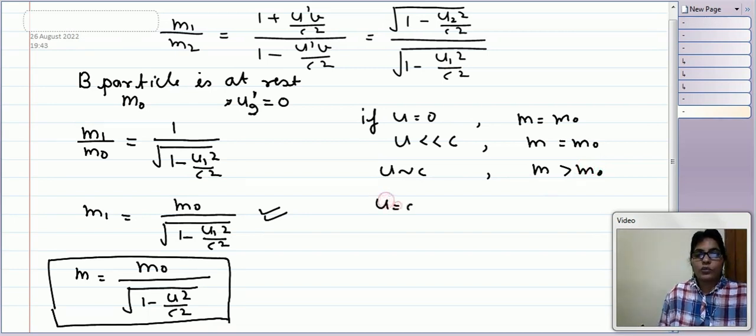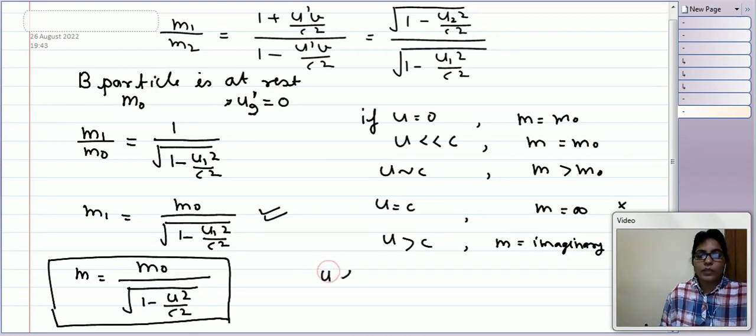And if u is equal to c, then what will happen? It is 1 minus 1, which is 0, meaning m will become infinite. So this is not possible. Therefore velocity should always be less than the velocity of light. And if u is more than c, then this will become imaginary, so m will be imaginary. This is also not possible in the real world. So u should be less than c, and then mass will be more than m naught.